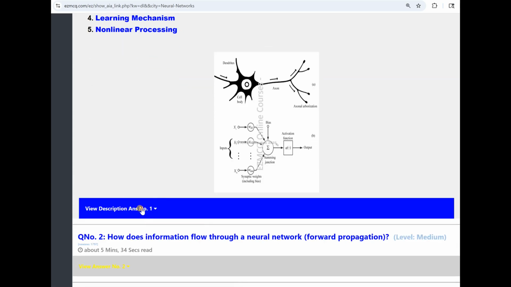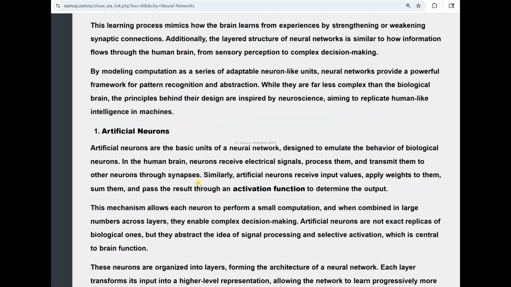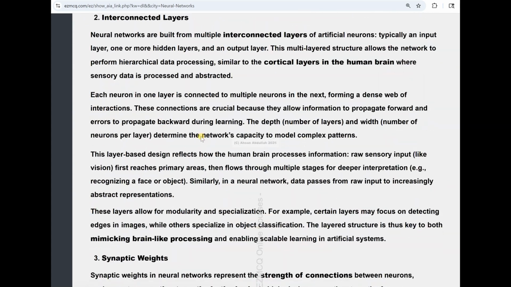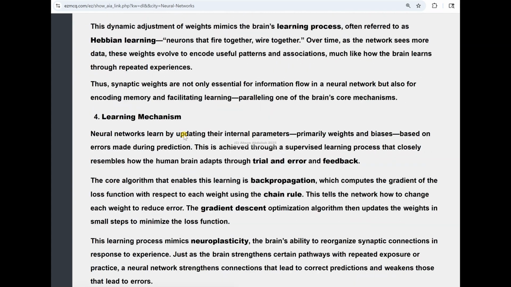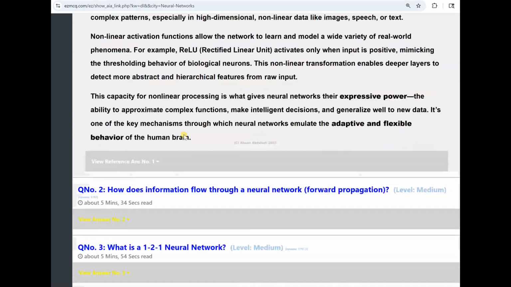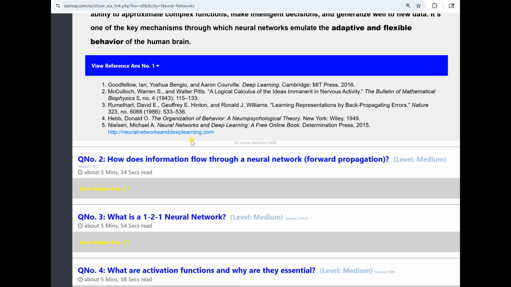So whatever I have discussed, the details are given here as before. Artificial neurons and everything, and synaptic weights and so on. And then of course, if you are interested, more details are available if you want to read. So we move on to the next question.